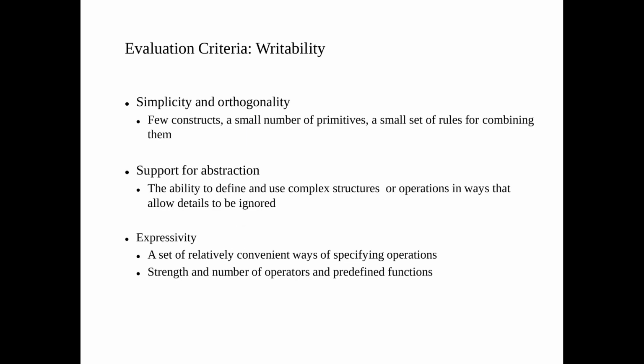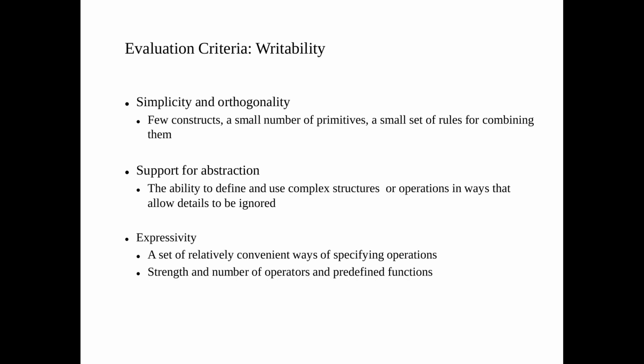Writability goes back. We now have simplicity and orthogonality, right? Few constructs, small number of primitives, all things I've been talking about for readability, also apply to writability. Support for abstraction. If we can't make abstraction, we cannot make more complex structures, then we have a problem with being able to write anything of usefulness or meaning, right? This gets into expressivity as well.